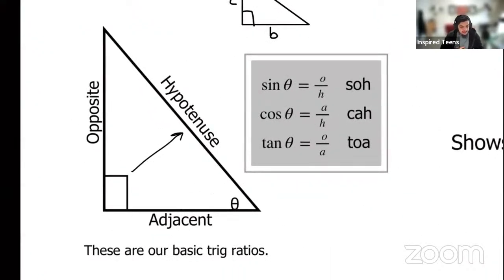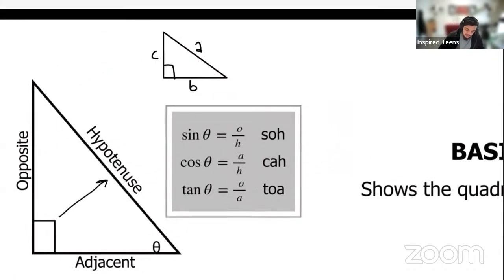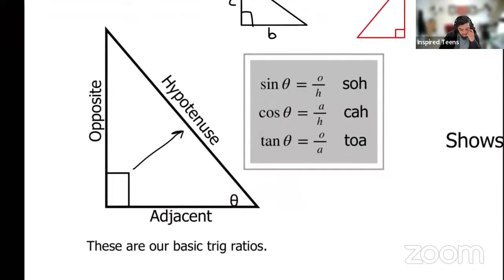A 90-degree triangle is basically a triangle, irrespective of its orientation, that has one single 90-degree angle. So here we have a perpendicular angle, 90 degrees in this triangle. Within this triangle, we've allocated another angle as theta, and always opposite to the 90-degree angle is the side which we refer to as the hypotenuse.